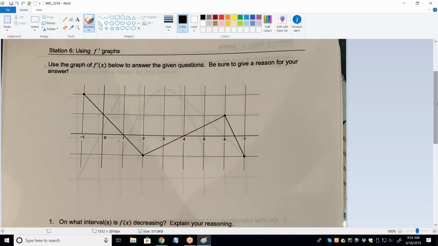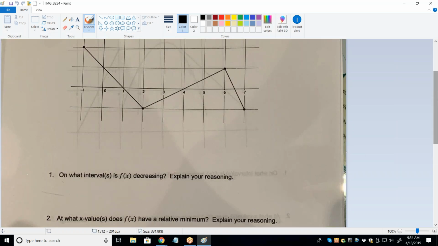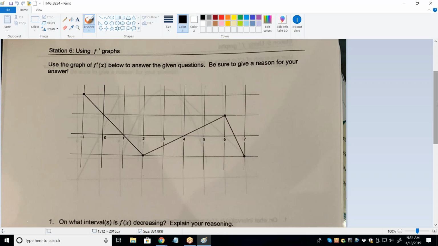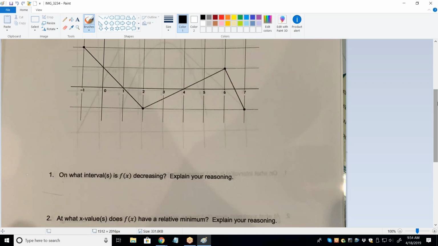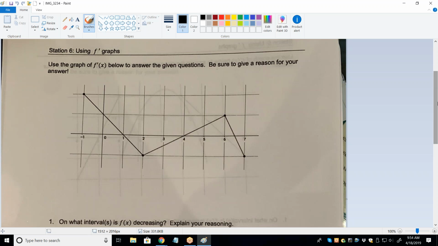So here we have to give a reason. Again, they give us f prime. You notice they haven't been giving us a whole lot of f and asking us questions about f prime. It's always the other way around. What intervals is it decreasing? From 1 to 4 and from 6.5 to 7. And it's either 1 to 4 with parentheses or brackets. I say parentheses.